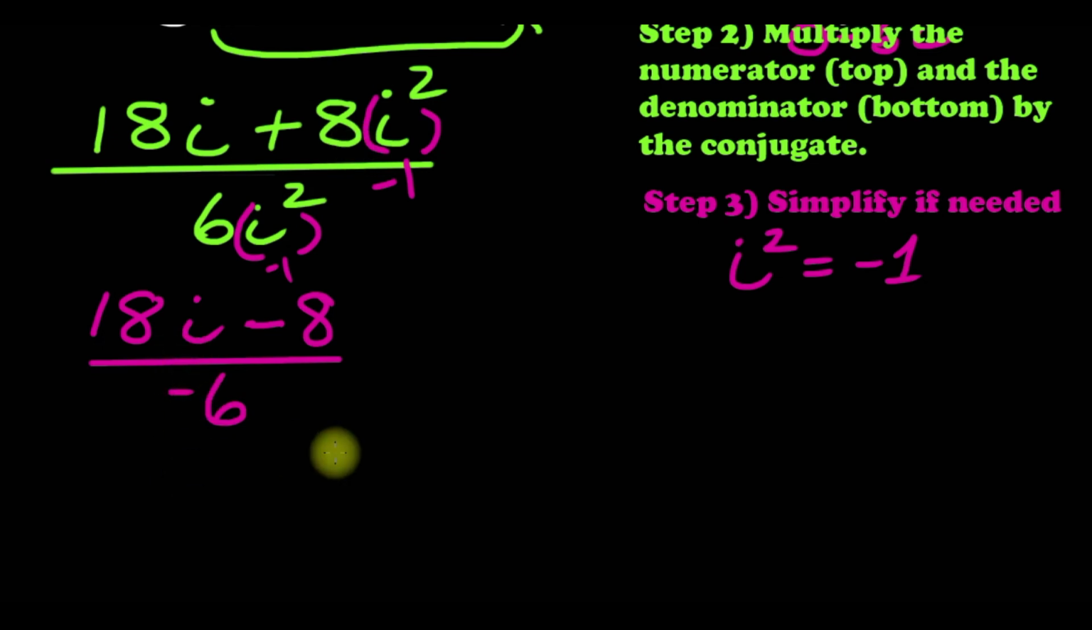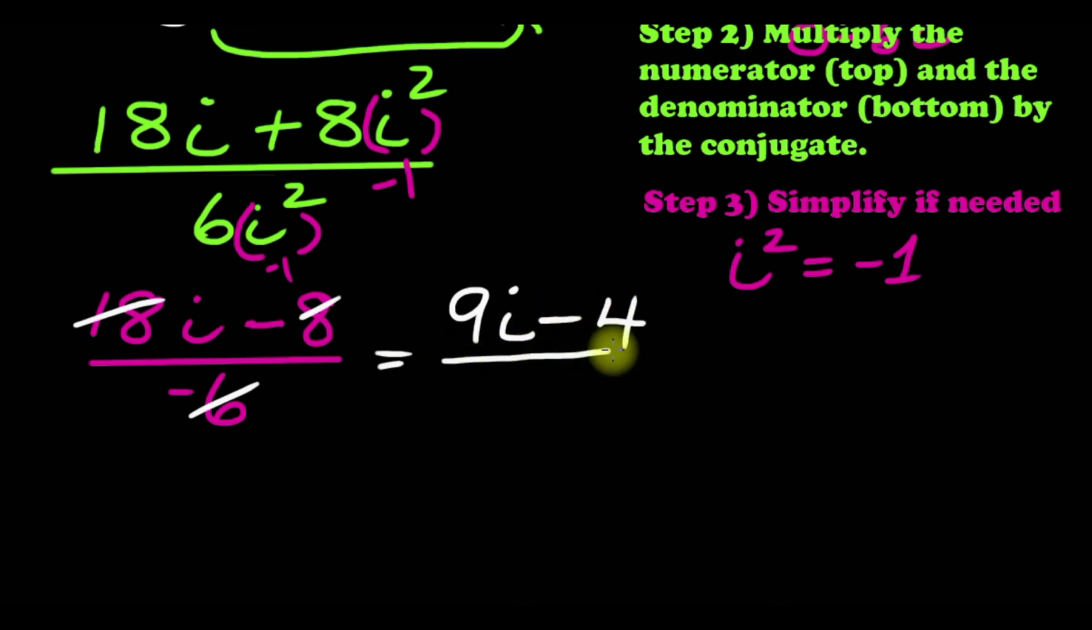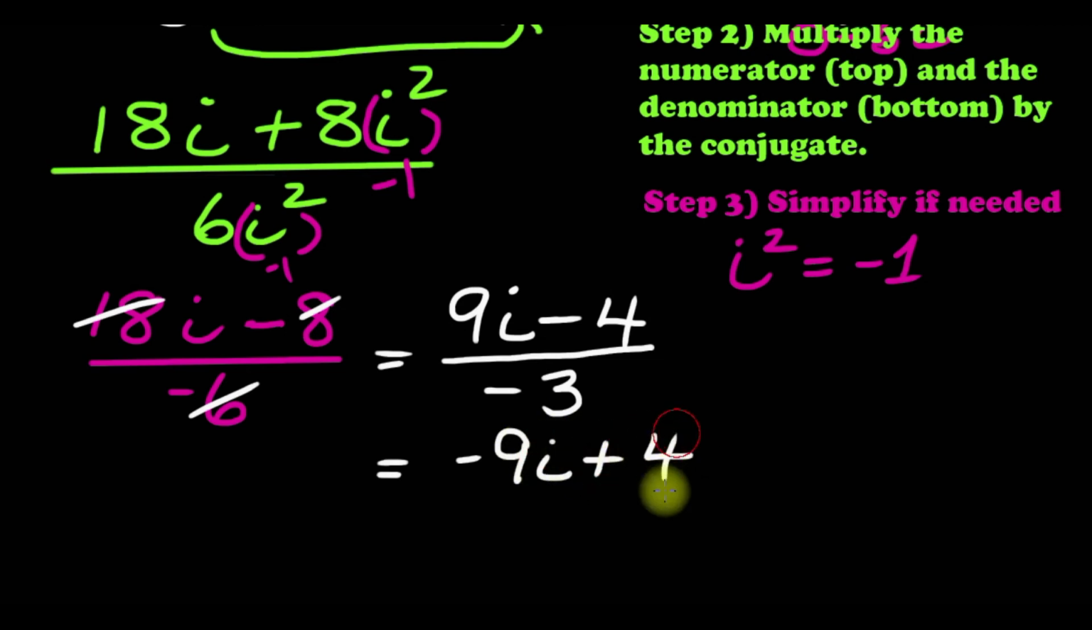We're going to reduce it, right? So it looks like you can reduce all these numbers by 2. 2 can go into all of them. So 18 over 2 is 9i. 8 over 2 is negative 4. And then that whole thing over negative 3. Okay, and then you can get rid of the negative at the bottom by doing this. So it'll be negative 9i plus 4, and that whole thing over 3.